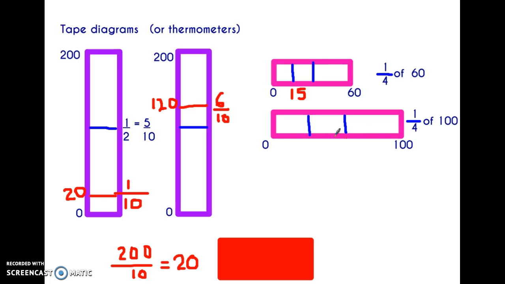Here's another tape diagram. This one goes up to 100. Well, we know half of 100 is 50, and half of a half would be a fourth, which is 25. Or we could take 100 and divide it into 4 equal parts and find out that this part is equal to 25. That's all for now.